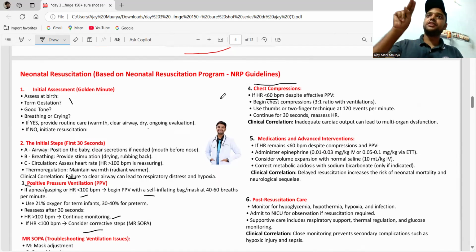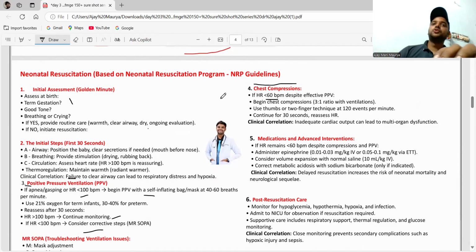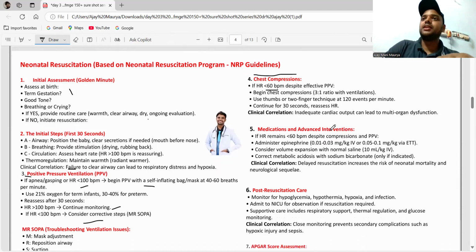You have to always use these fingers, like this, for chest compression. Use thumbs or two fingers. The technique is at 120 events per minute. Continue for 30 seconds. Why is it important? Because inadequate cardiac output can lead to multi-organ dysfunction.